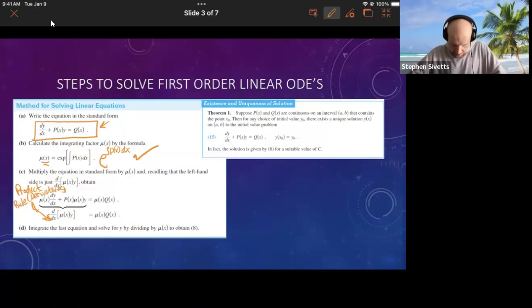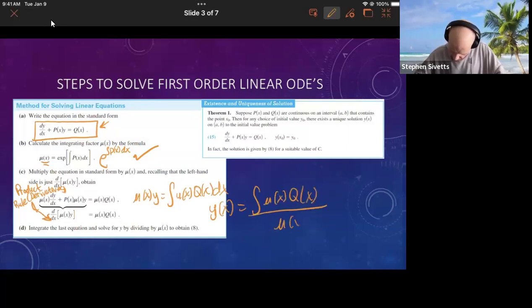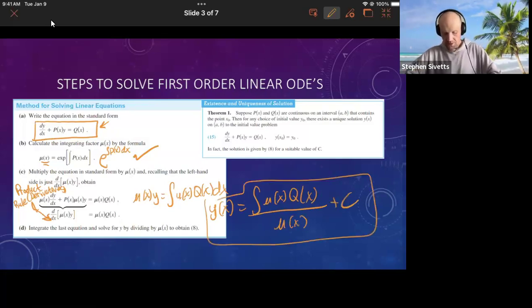Okay, and then you're just going to integrate both sides to get this expression, that's dx, and you can figure out what the general solution is. So mu of x times q of x divided by mu of x, plus c. All right, so that's the general solution of a first order linear differential equation.